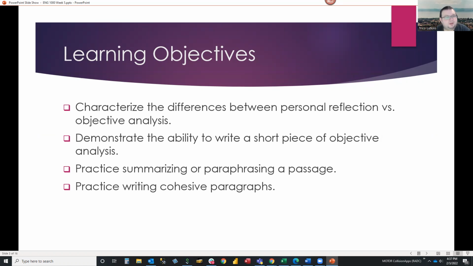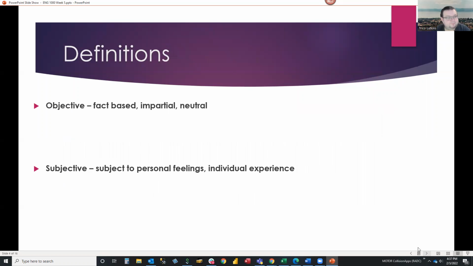So some of the learning objectives is categorize the differences between personal reflection versus objective analysis, demonstrate the ability to write a short piece of objective analysis, practice summarizing or paraphrasing a passage, and practice writing cohesive paragraphs.